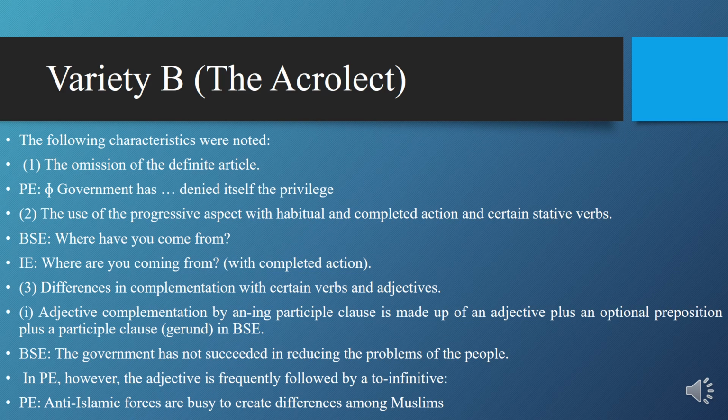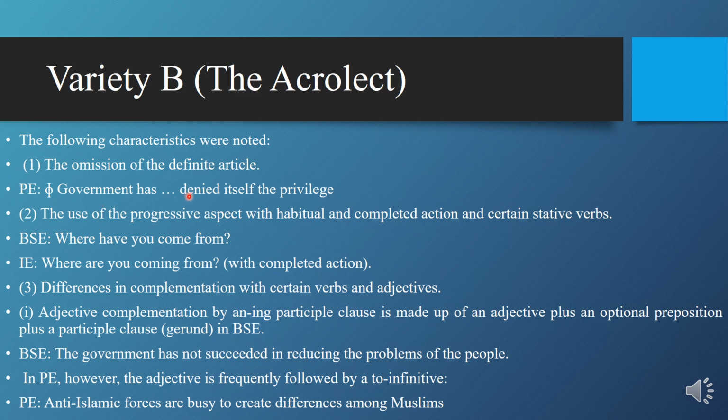Variety B is the acrolect. Acrolect is the standard form of the English language. There are the following characteristics. First one is the omission of the definite article. When we omit the definite article, for example, in Pakistani English, there is a missing definite article.